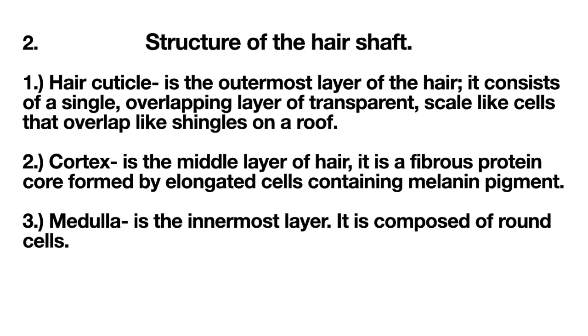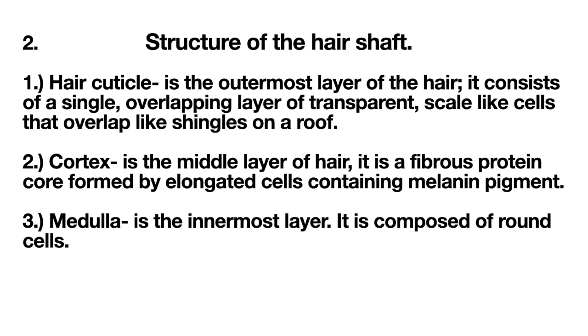Structures of the hair shaft. The 3 main layers of the hair shaft are the hair cuticle, cortex, and medulla. Number 1. Hair cuticle. The hair cuticle is the outermost layer of the hair. It consists of a single overlapping layer of transparent, scale-like cells that overlap like shingles on a roof.